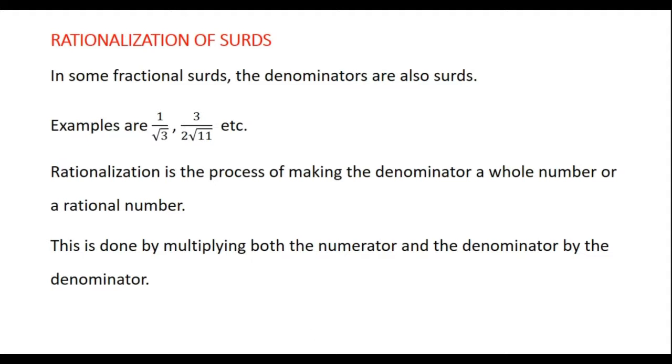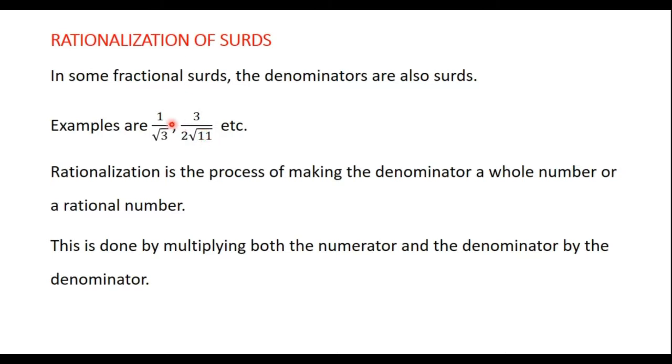In some fractional sets, the denominators are also sets. So for example, in this example, we have 1 over square root of 3, 3 over 2 square root of 11. So you can see from here that this is a fractional set, a set involving a fraction, or a fraction with a set in it. Now the denominators are also sets. Now whenever you have this, we see that the denominators are irrational. So from here, square root of 3 is irrational, 2 root 11 is irrational.